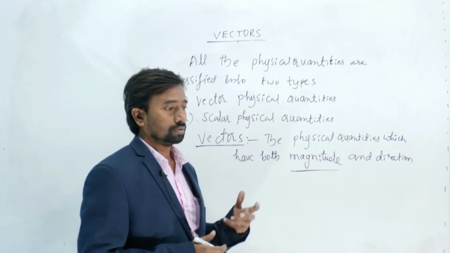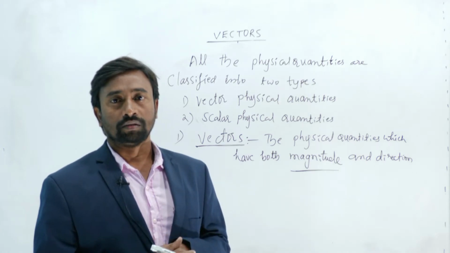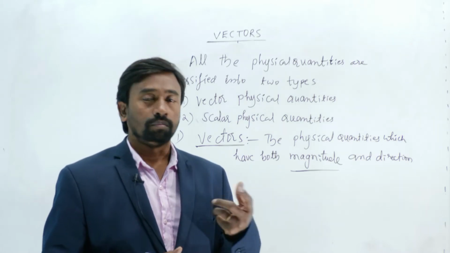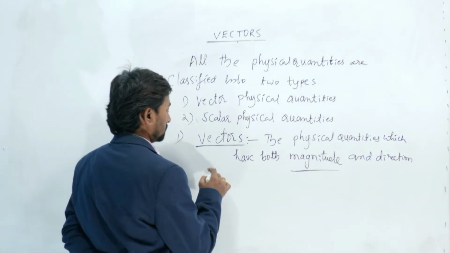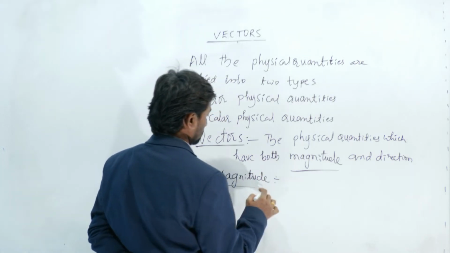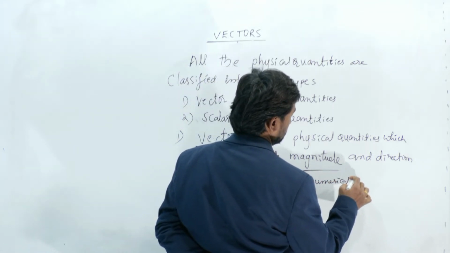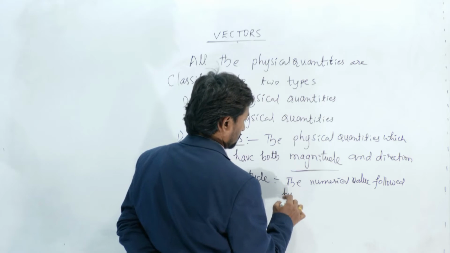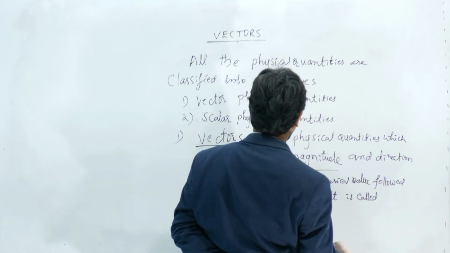Suppose mass is there. Mass can be measured in kgs. To measure the mass of an object, like 1 kg of sugar, we will use a magnitude. The magnitude contains a numerical value followed by its unit. So the magnitude is the numerical value followed by its unit.